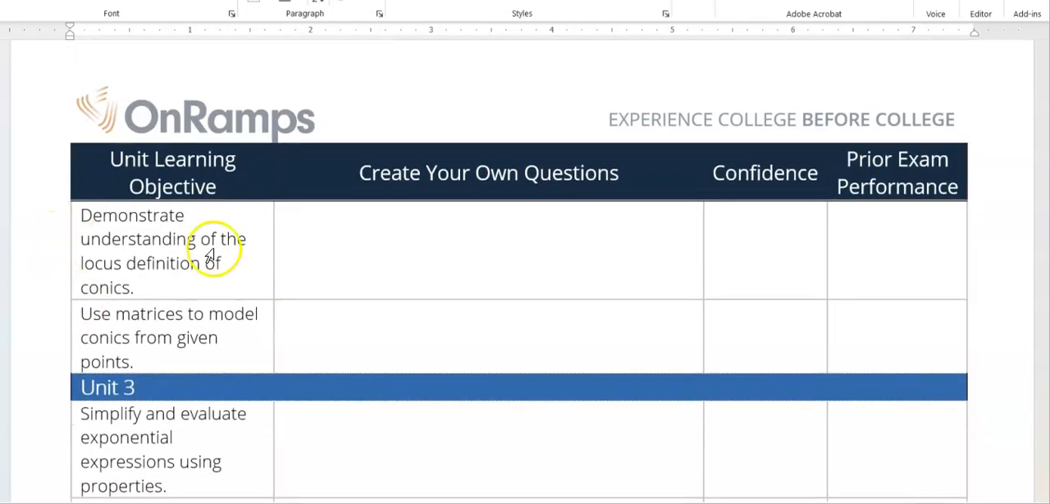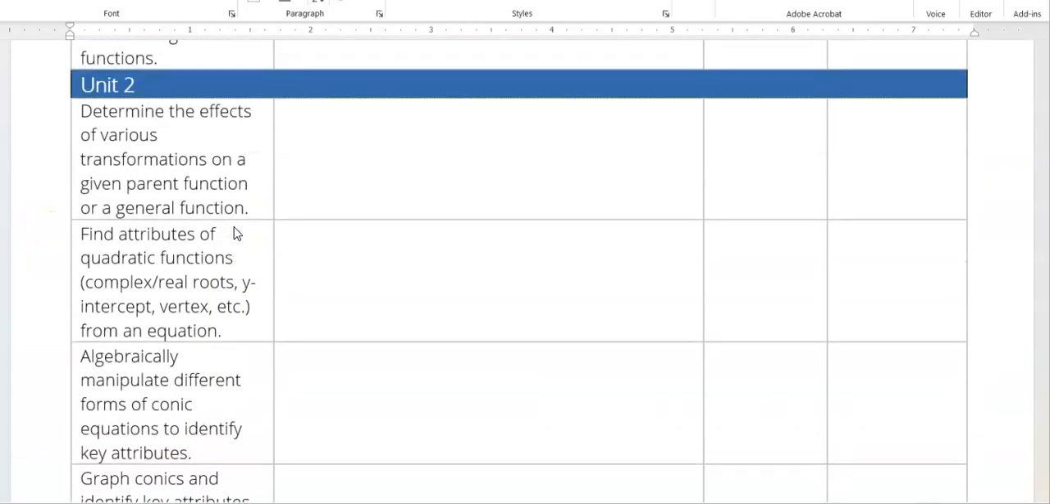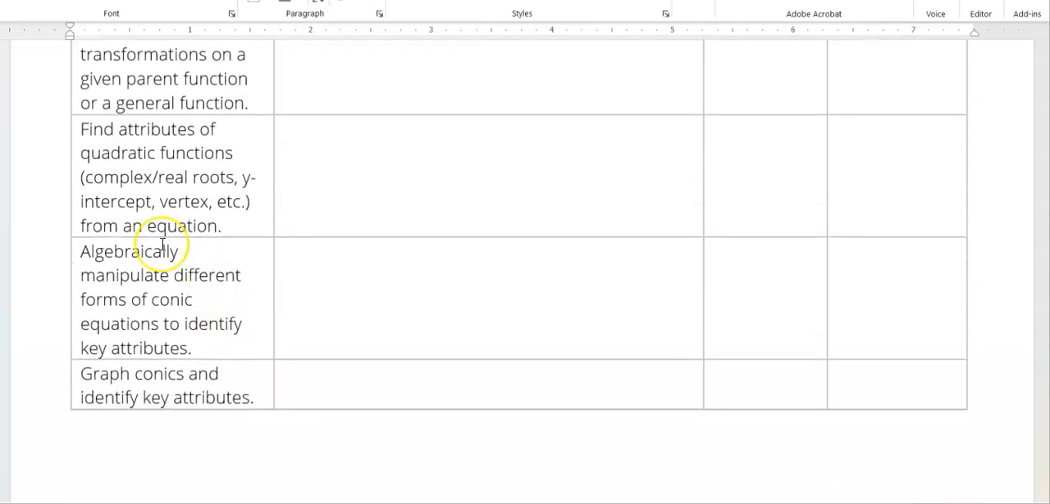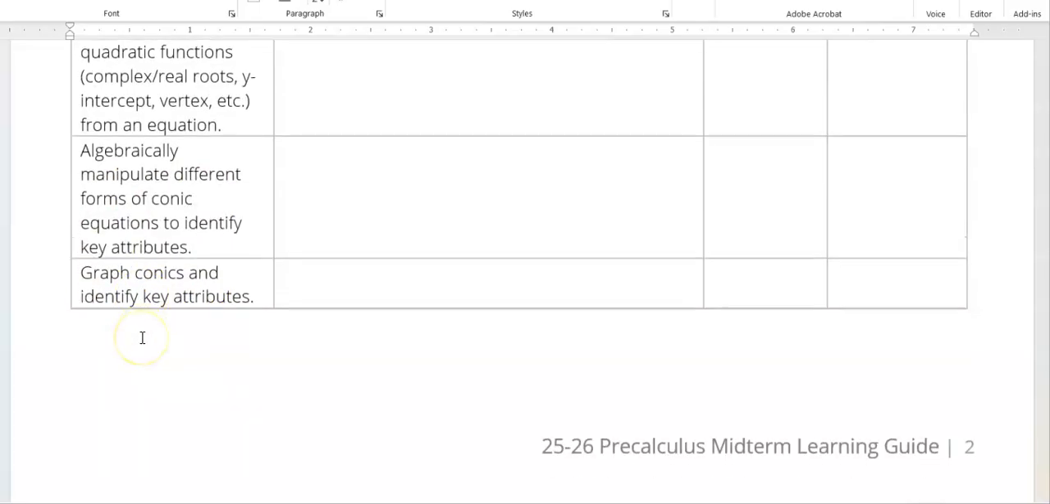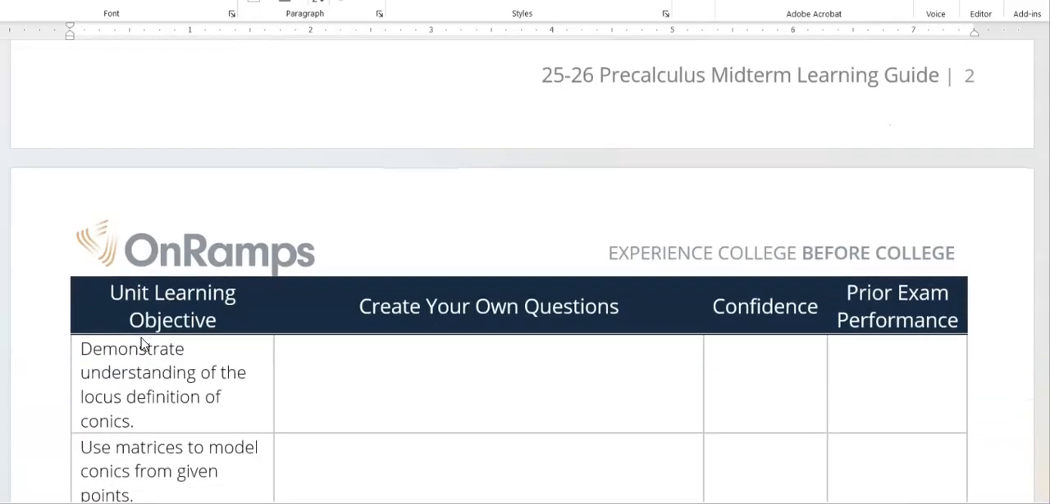So when we get down here, we have all of our stuff about transformations of functions, quadratics, all things quadratics, roots, intercepts, vertex, etc. in all forms. And then everything about conic sections, all of the conic sections we learned: circles, ellipse, hyperbola, parabola. And then you have to be able to do all the algebra for those, graph them, identify key features, and understand that locus definition.